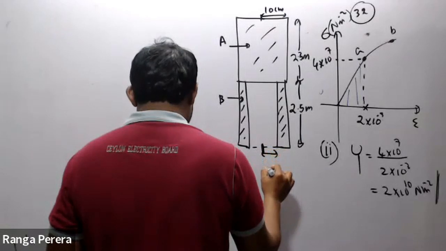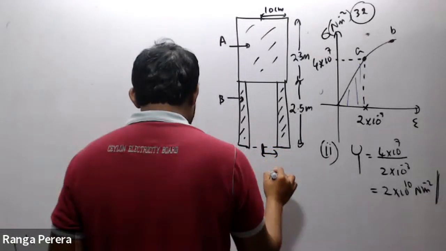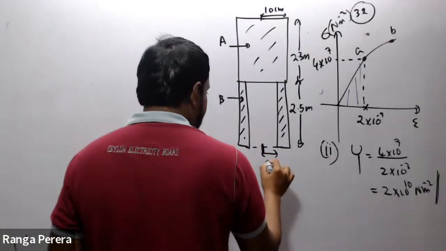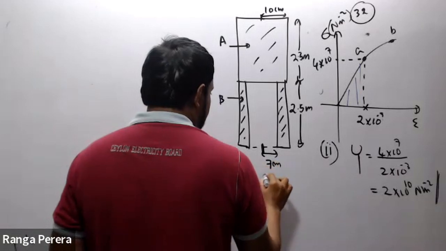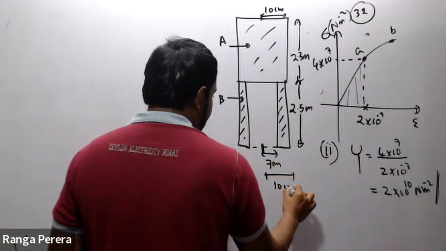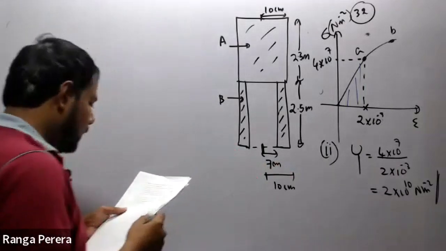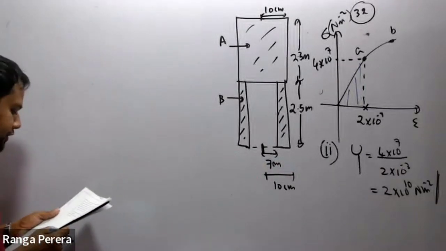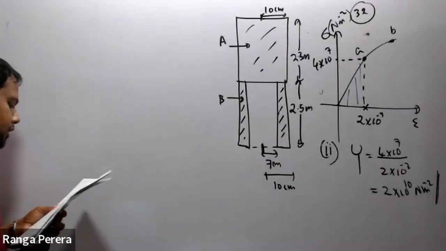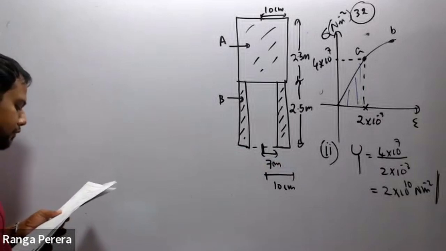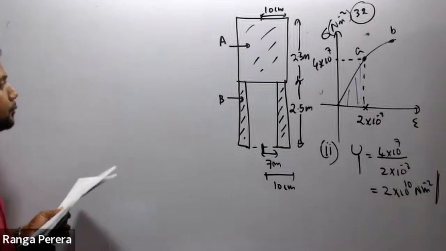And the external and internal radius of B are 10 centimeter and 7 centimeter respectively. This is 7 centimeter and this is 10 centimeter. The diagram is not drawn to scale. What is the compression of the pillar when the load of 10 to the power 5 Newton is supported by it?